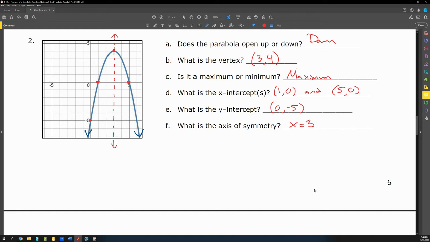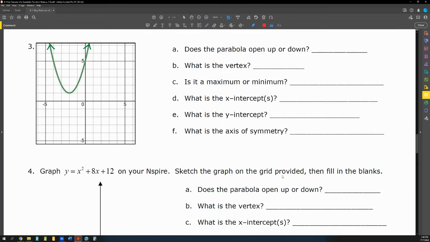Okay, let's continue. Go ahead and try this one on your own, and you can pause the video and then unpause to check your work. Letter A, this opens upward. The vertex is negative 2, 1. This is a minimum. The x-intercepts, this doesn't cross the x-axis, so there are none. The y-intercept is 0, 5, and the axis of symmetry is x equals negative 2. Did you get them all right?